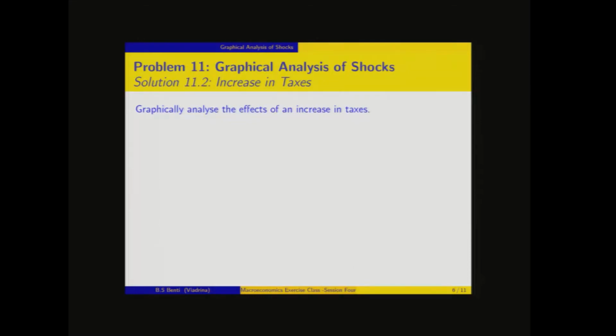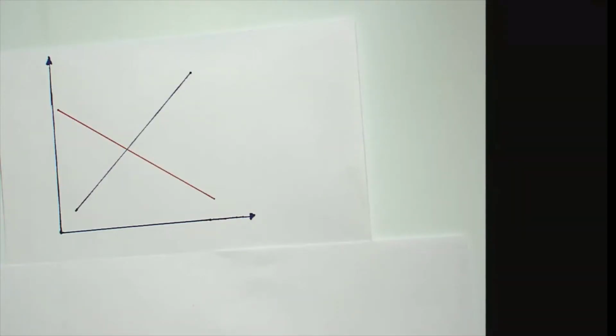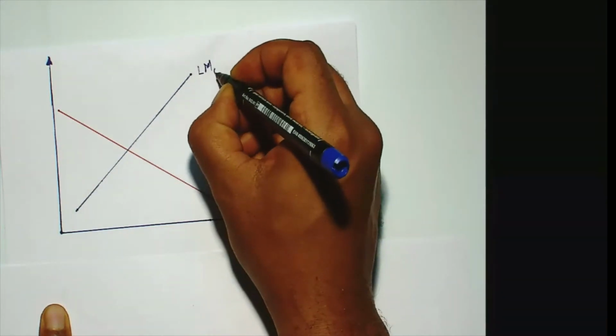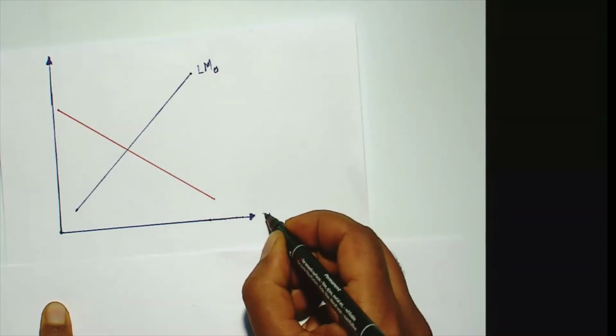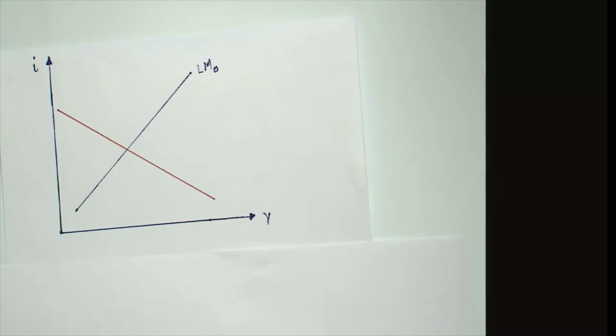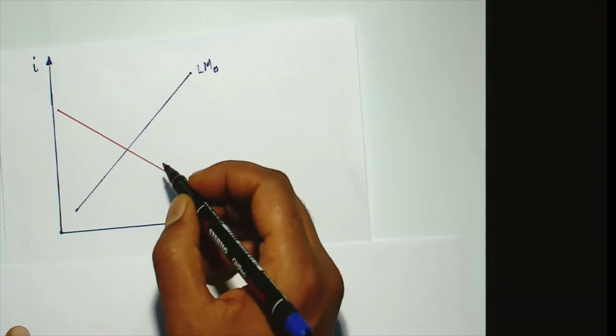The second scenario in this problem is the impact of an increase in taxes. Here again, you are asked to reflect graphically what would be the impact of an increase in taxes in our IS-LM curve. Again, we would put our labels as indicated earlier: interest rate on our y-axis, income on our x-axis.